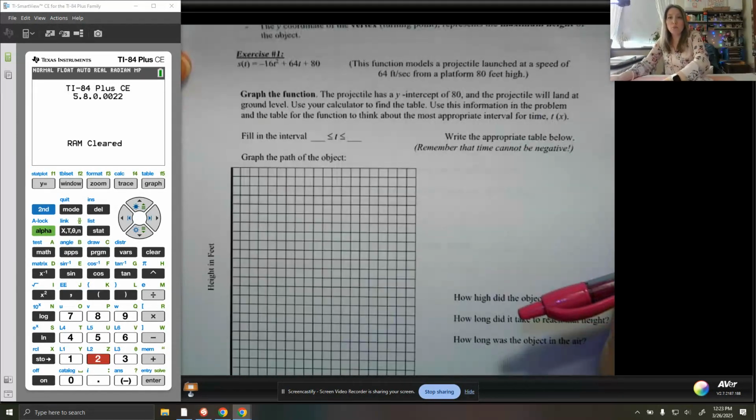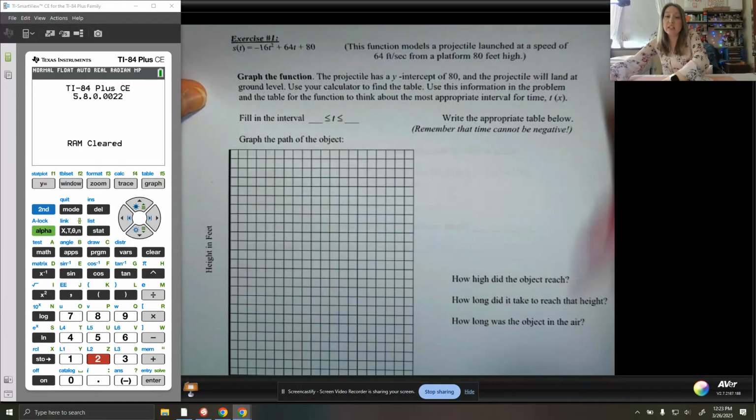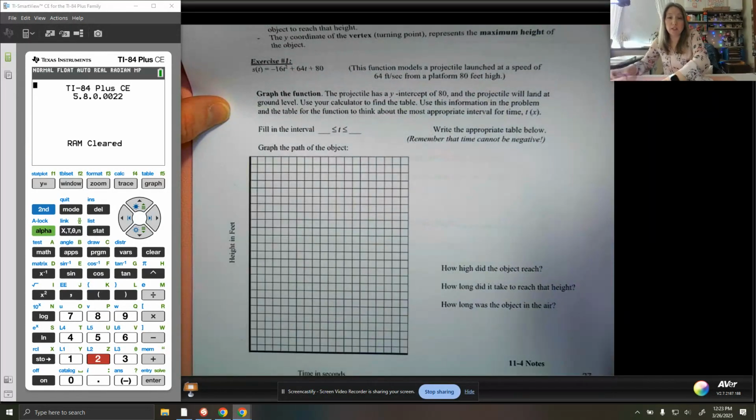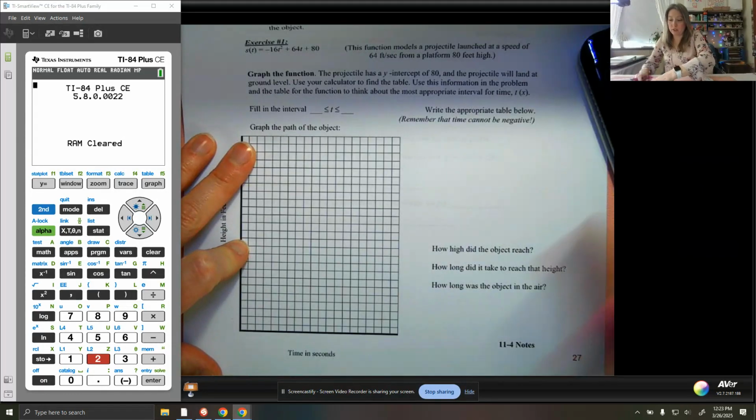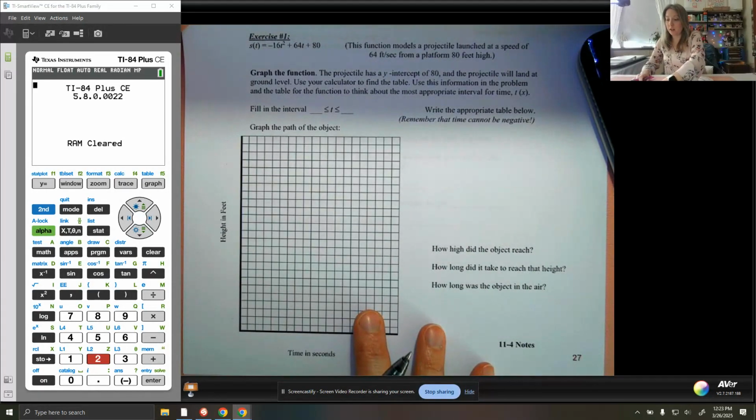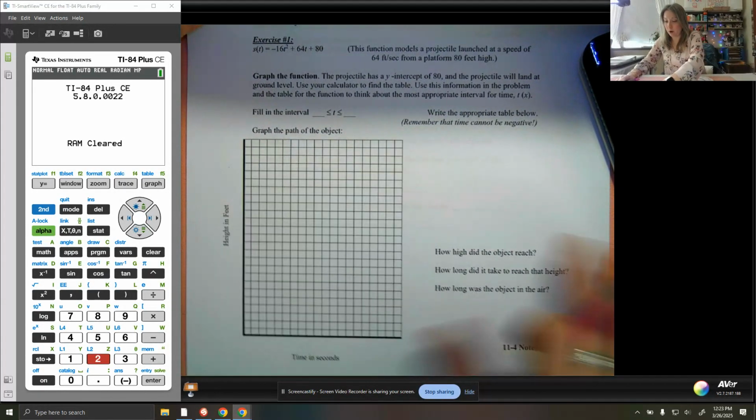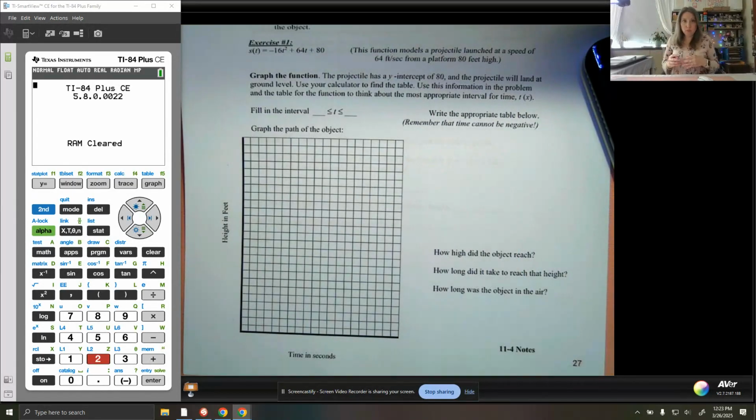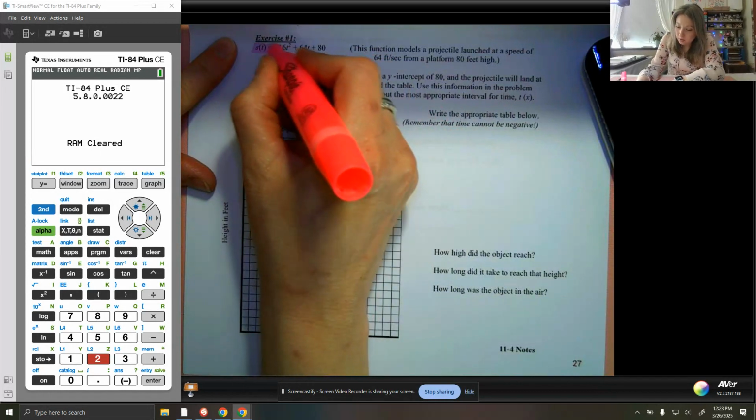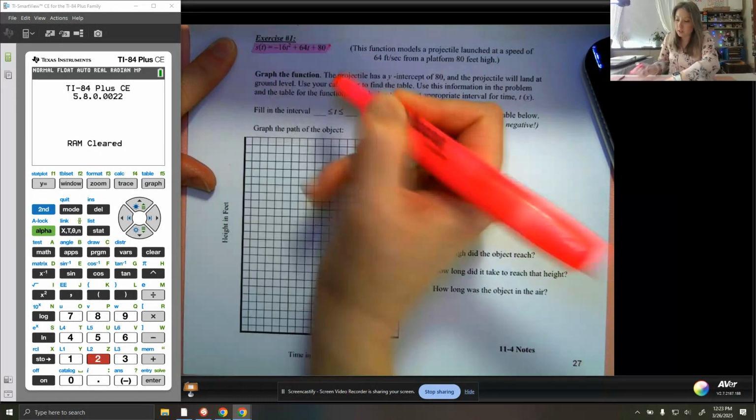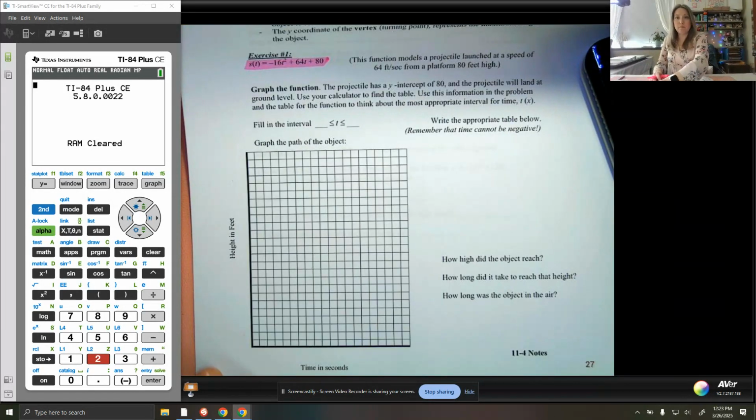Sometimes we'll replace the x with a t. So sometimes that will happen, like in exercise 1. We're replacing the x value with a t. It's still going to be plugged into our graphing calculator the same way. Okay, so in exercise 1, S of t is equal to negative 16t squared plus 64t plus 80.